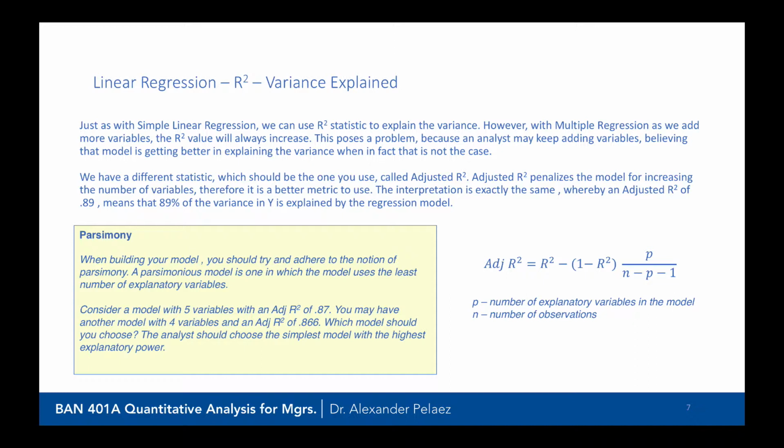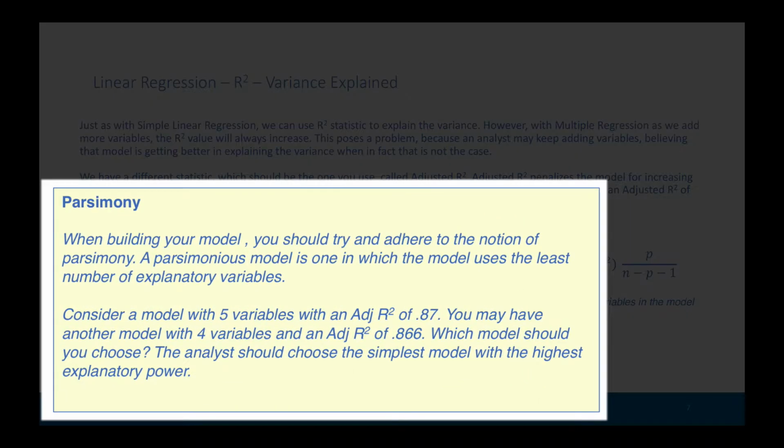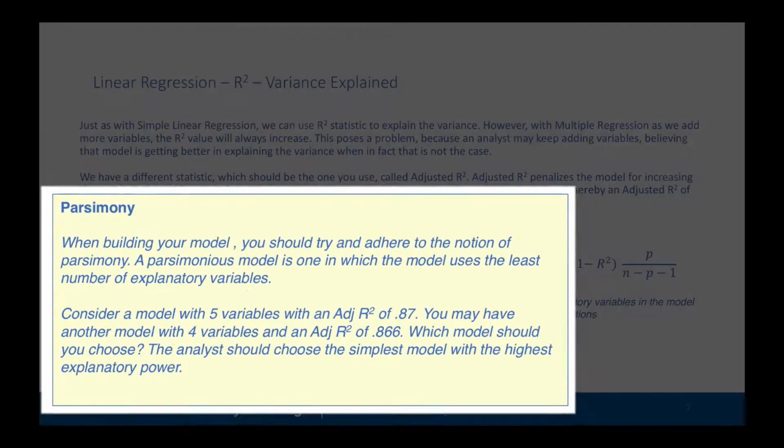But this poses a problem because an analyst may keep adding variables believing that the model's getting better in explaining the variance when in fact that's not happening. So we have a different statistic which will be the one you should use. It's called the adjusted R squared. The adjusted R squared penalizes the model for increasing the number of variables, and therefore it's a better metric to use. Our entire goal is to create as parsimonious a model as possible. A parsimonious model is one in which the model uses the least number of explanatory variables to explain as much of the variance as possible.